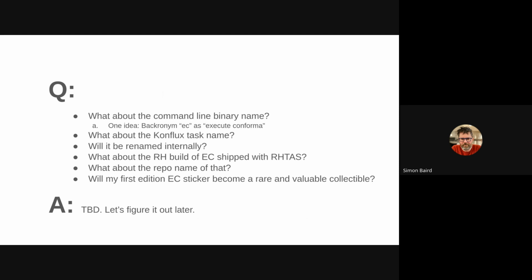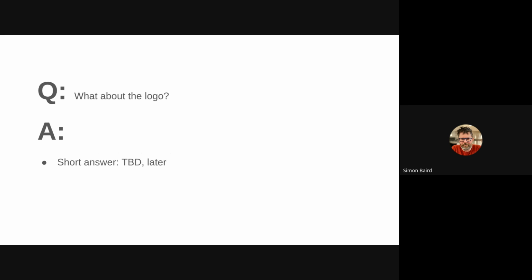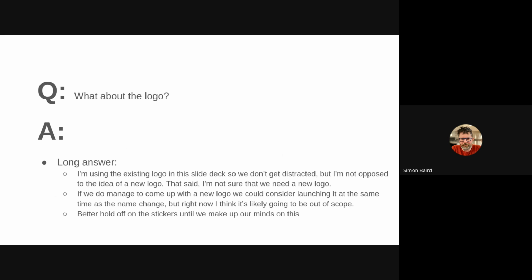There's a bunch of stuff we've got to figure out as we go forward. Are we going to rename our Red Hat build with RHPass? What about the command line? What about the Konflux tasks, etc.? We'll figure all that out as we go. Don't need to make them blockers for anything. Someone raised the question of the logo. We can figure that out later too. I'm not against having a new logo if we come up with a good one, but I'm not sure our existing logo needs to be replaced. Maybe it's fine, but we can talk about that.